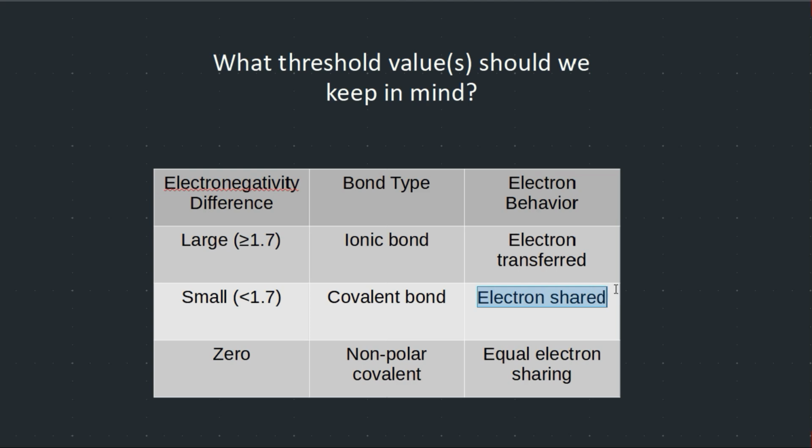There is some kind of sharing. And when the difference is 0, this leads to something called non-polar covalent. It's a covalent bond, but it's non-polar. Here it is a combination of polar and non-polar.